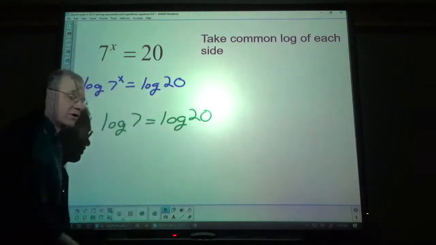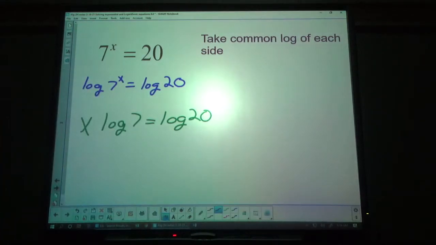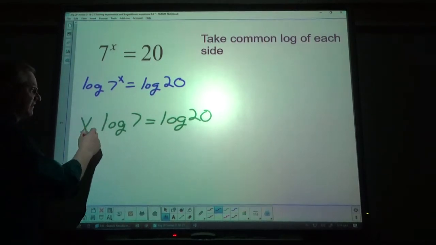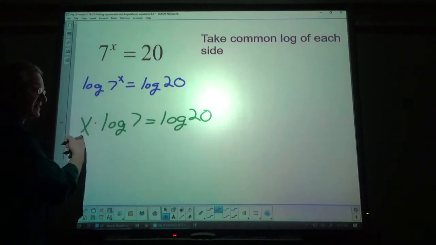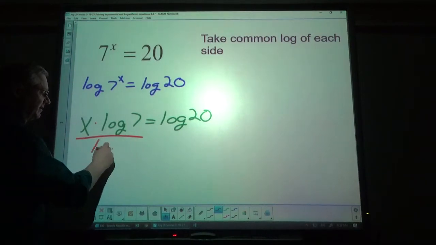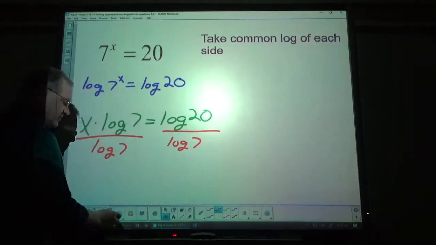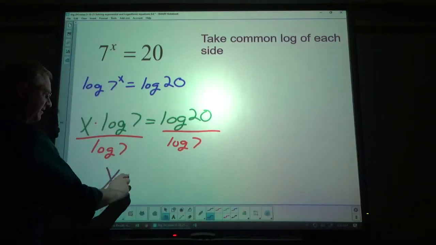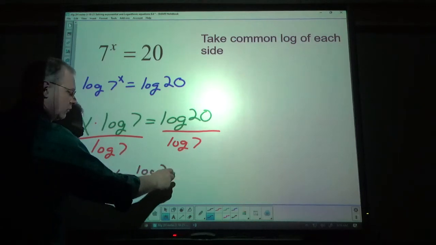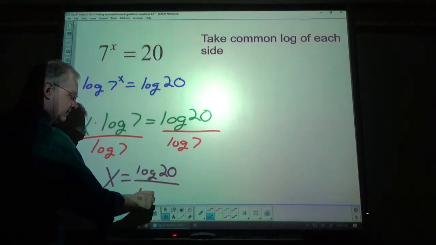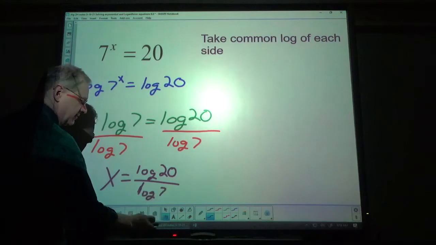And this is common log, which is what's on your calculator. Now, when we work with this, one of the things that we notice is that I can get rid of the log base 10 of 7 because it's multiplied times my variable. So I'm going to divide by log of 7. So I end up with x equals log of 20 over log of 7.